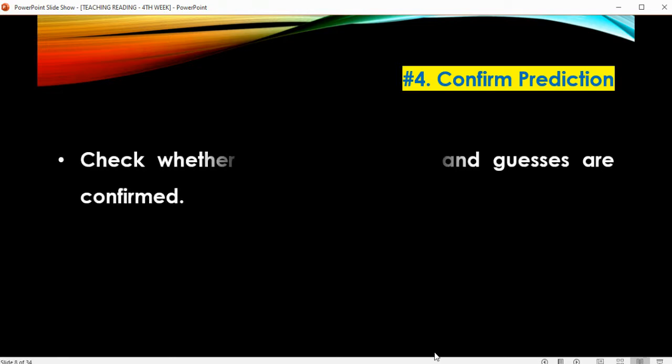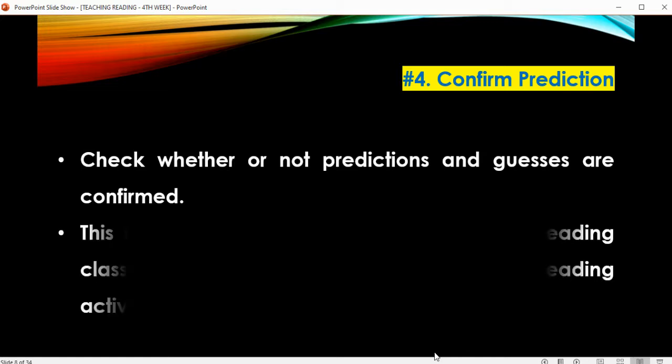Now, activity number 4, confirm prediction. Here they are going to check whether or not their predictions or guesses are right. So they are going to confirm what they did on the previous stage. Remember that in the pre-reading stage, they started making some predictions, according to what they know, the knowledge of the world, the schemata, and they start to predict what the topic is going to be about. So in this stage they confirm what they predicted, what they guessed.